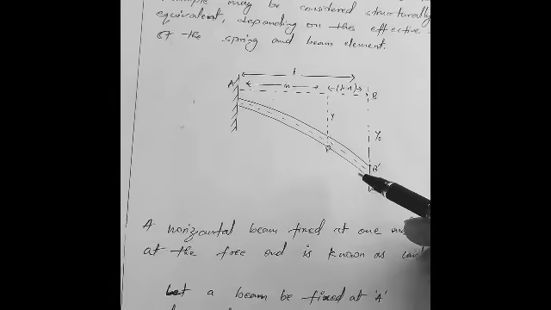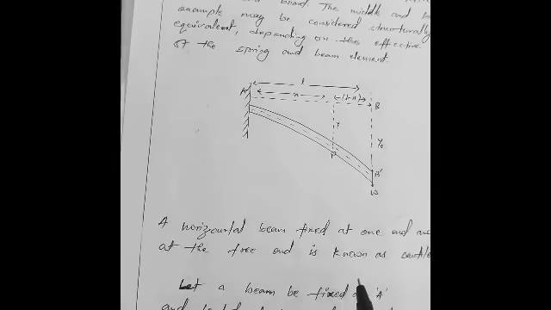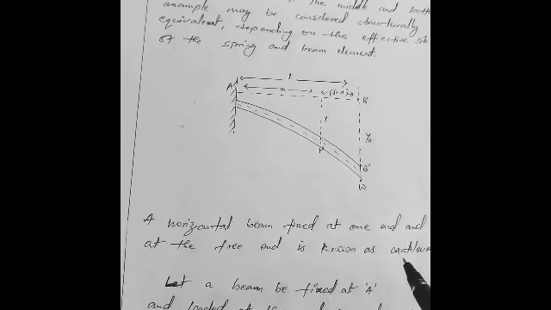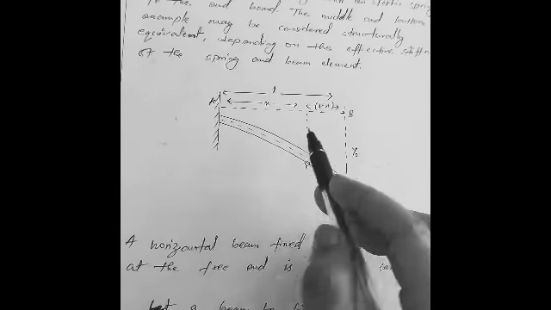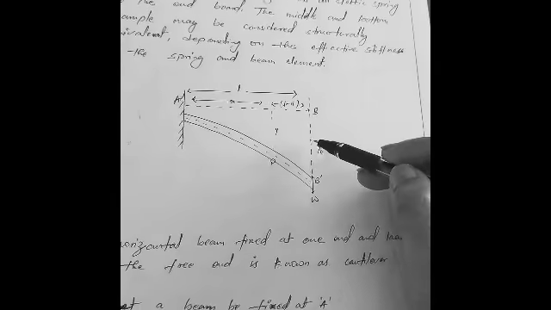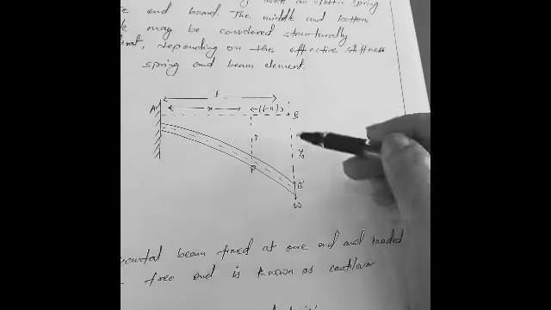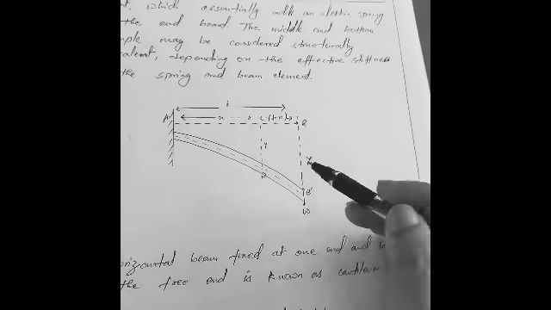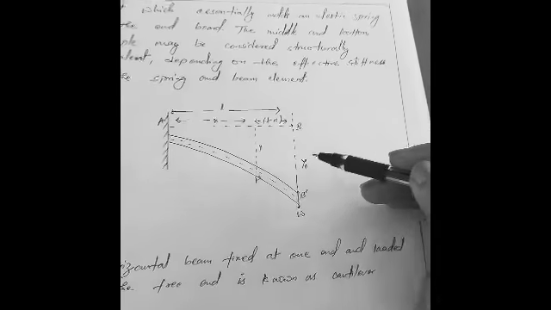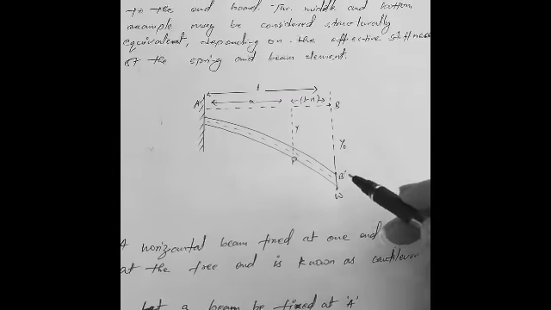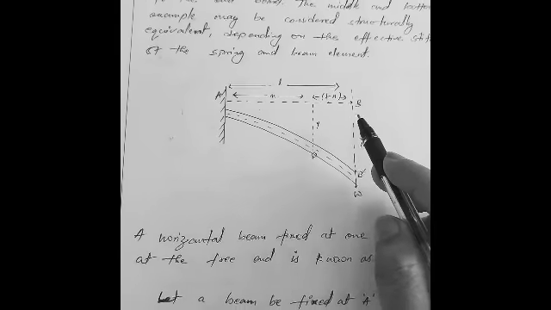Now we have a diagram here. A horizontal beam fixed at one end and loaded at the free end is known as a cantilever. Now this is the horizontal beam. When we apply load W here, it will bend like this, and this type of beam is known as a cantilever beam. L is equal to the length of the horizontal beam.